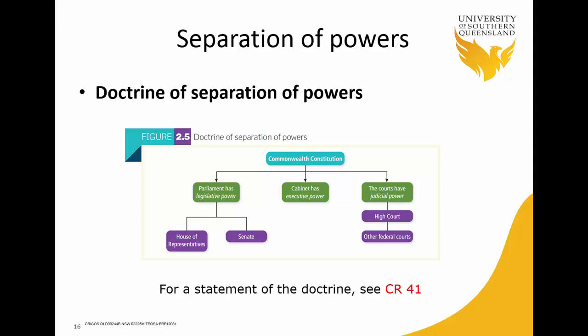And it says basically that there is a horizontal division of powers under the Commonwealth Constitution. So we just talked about the vertical division and the separation of powers between the Commonwealth and the states and the concurrent powers, but there's also a horizontal separation between the Commonwealth Parliament, the Commonwealth Executive, and the Commonwealth Courts. So each one of these branches is said to have its own sphere of power, and they act as checks and balances on each other.